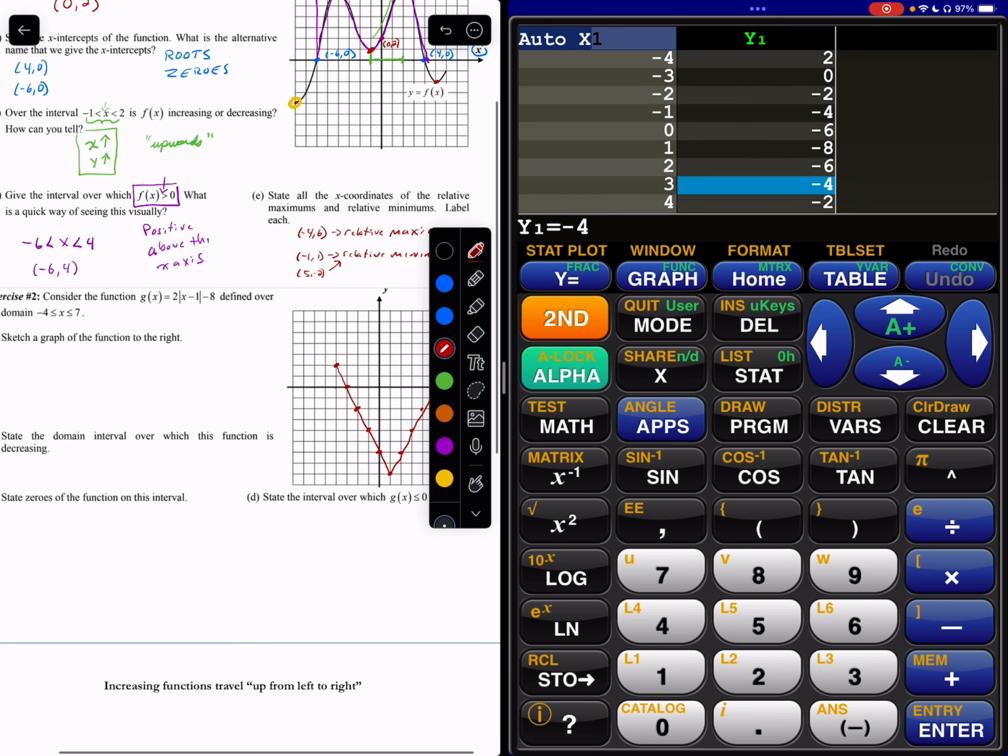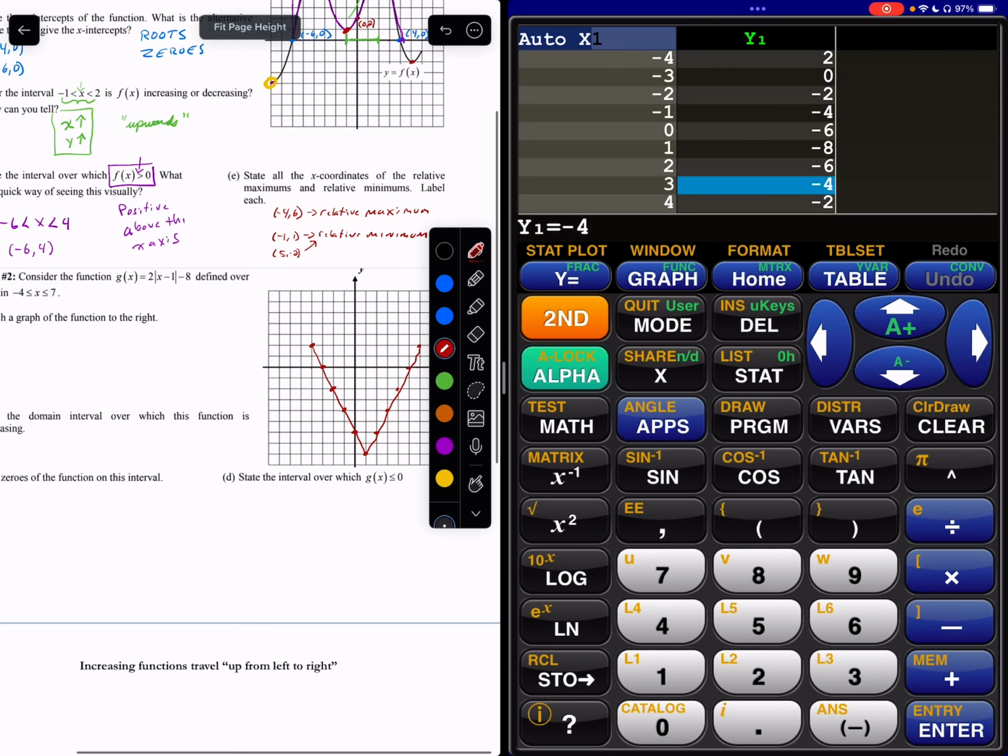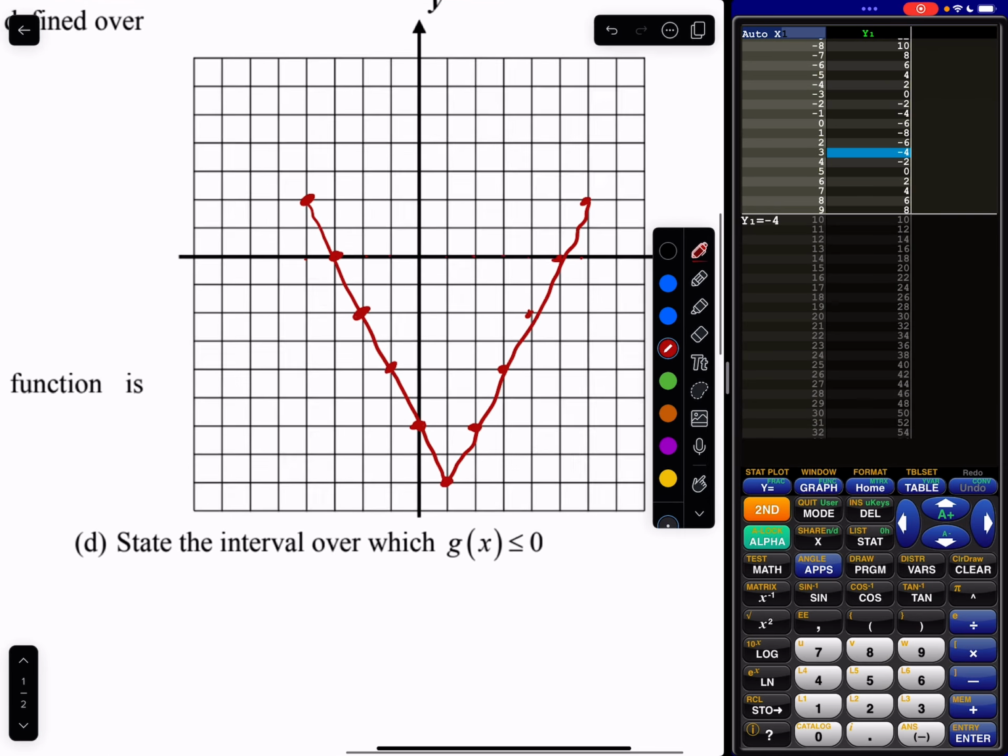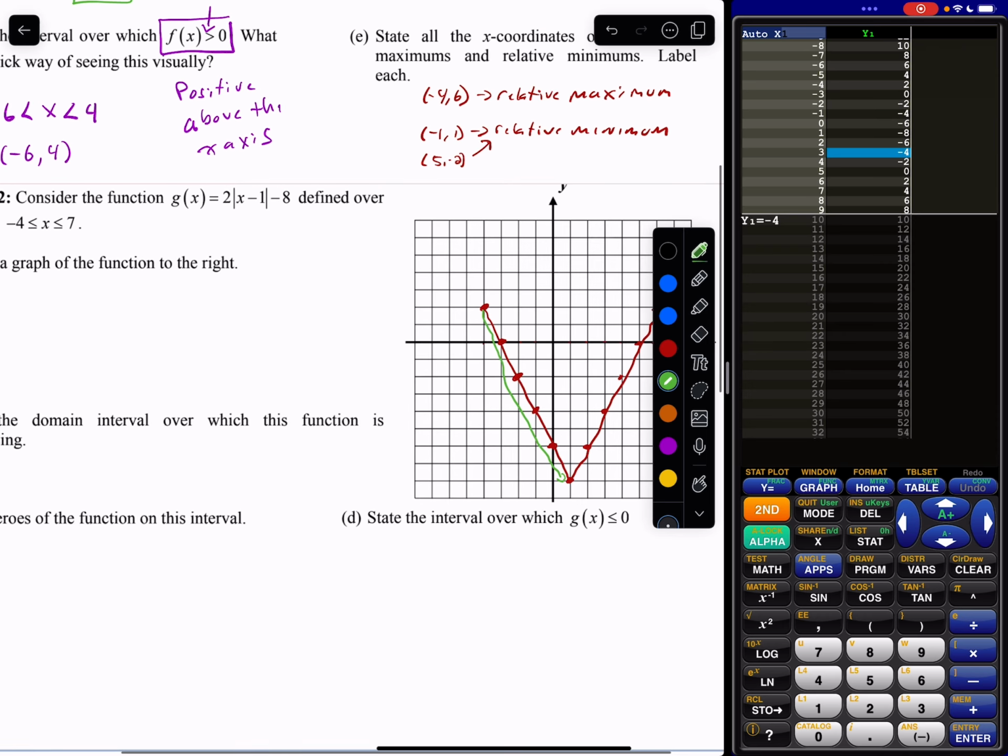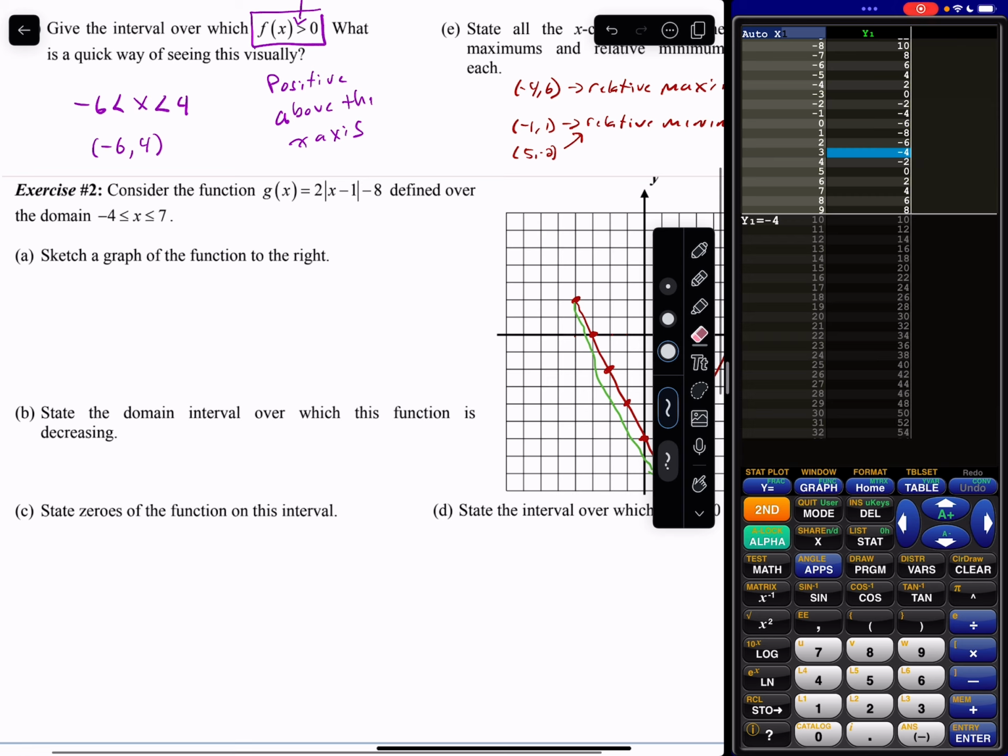Over what domain interval is the function decreasing? So where is the function decreasing or going down here? And you can see here, we're traveling down, we're traveling down, all the way till we get here, okay? So where is the function decreasing? You can say it starts at negative 4, and then it goes all the way to positive 1, okay? Or you can also state this like this, negative 4 is less than x, which is less than 1, okay?